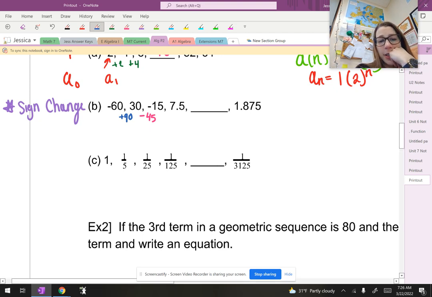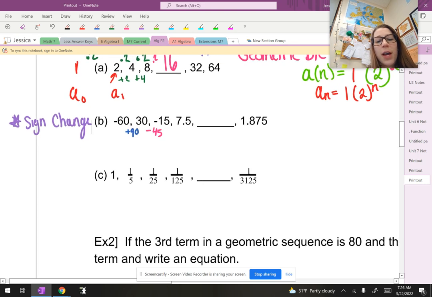Technically, my numbers are going down, right? I'm starting with 60 if I ignore the negatives. If I start with 60, I'm going to 30 to 15 to 7.5. And I do know that 30 is half of 60 and 15 is half of 30. And I know that 7.5 is half of 15.